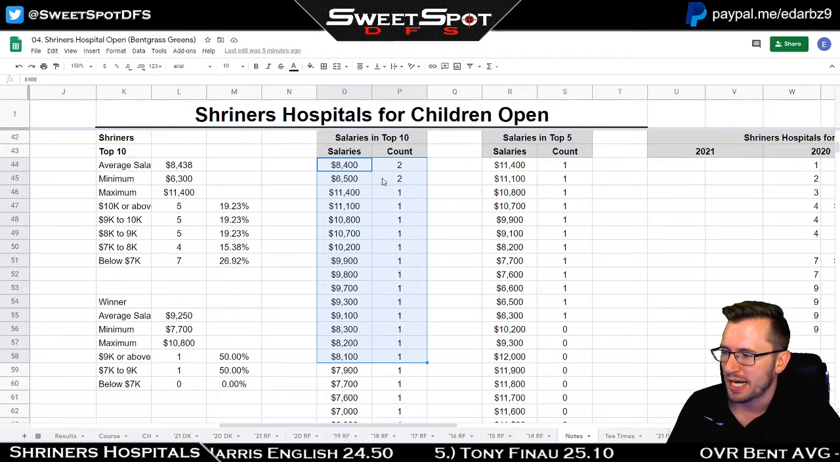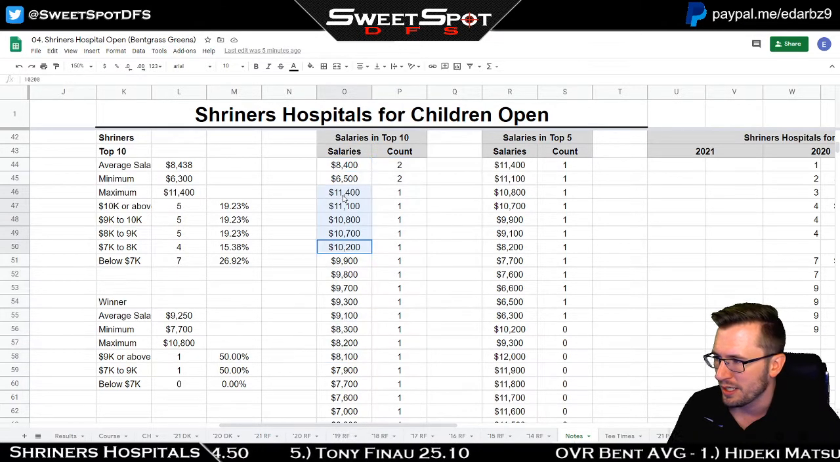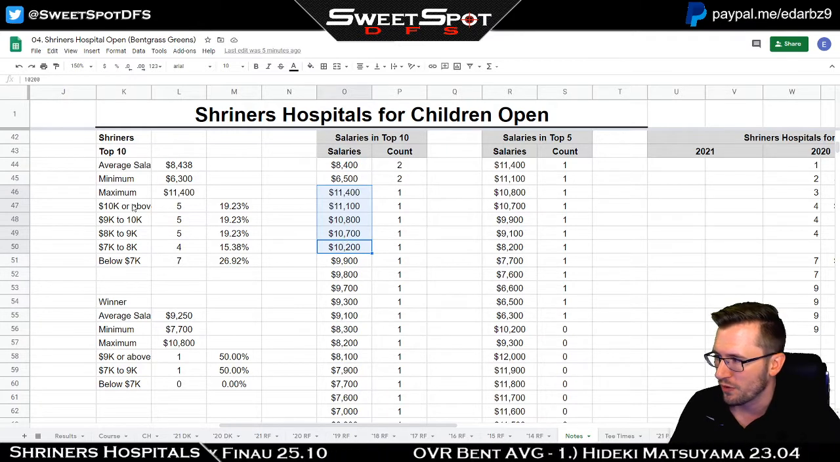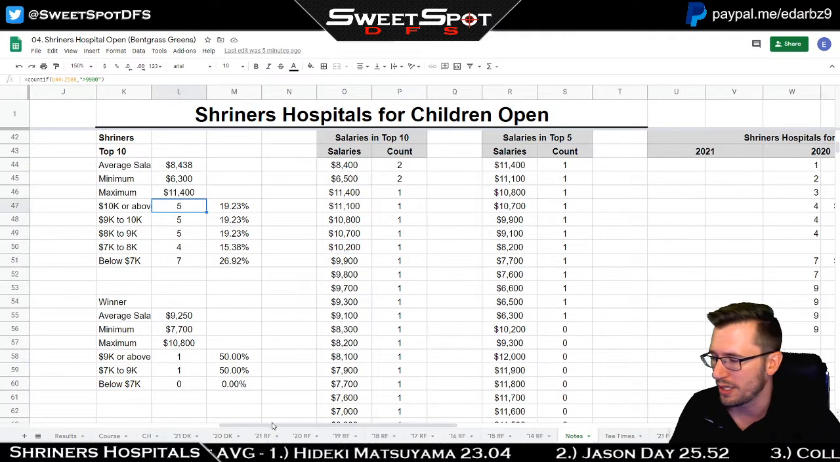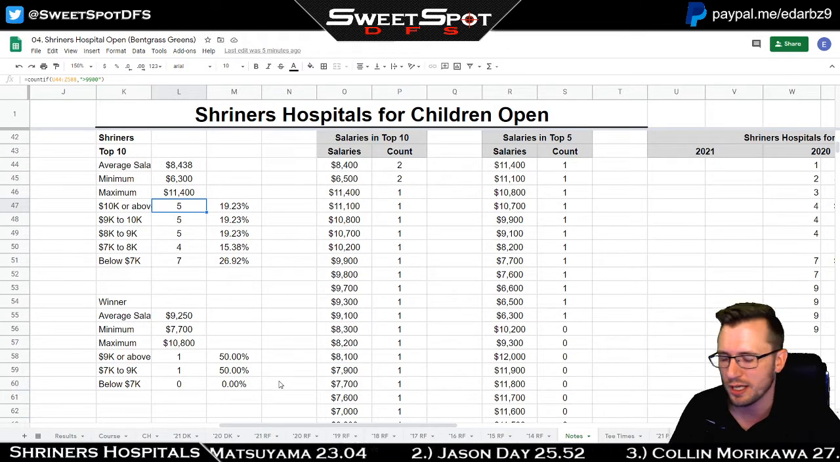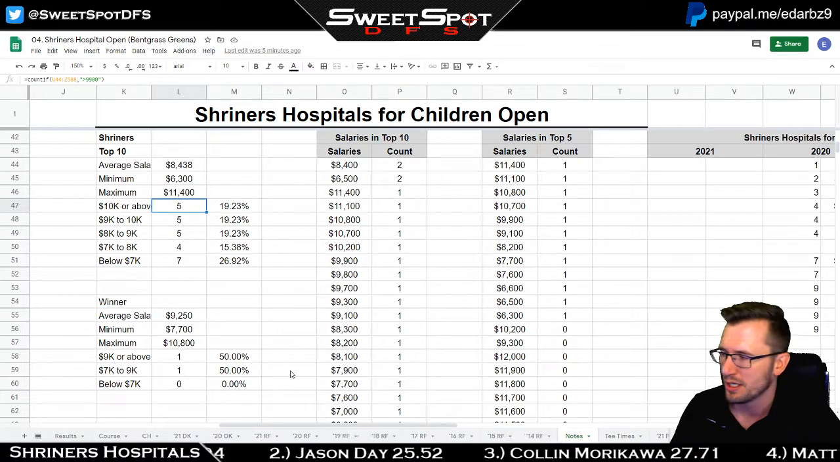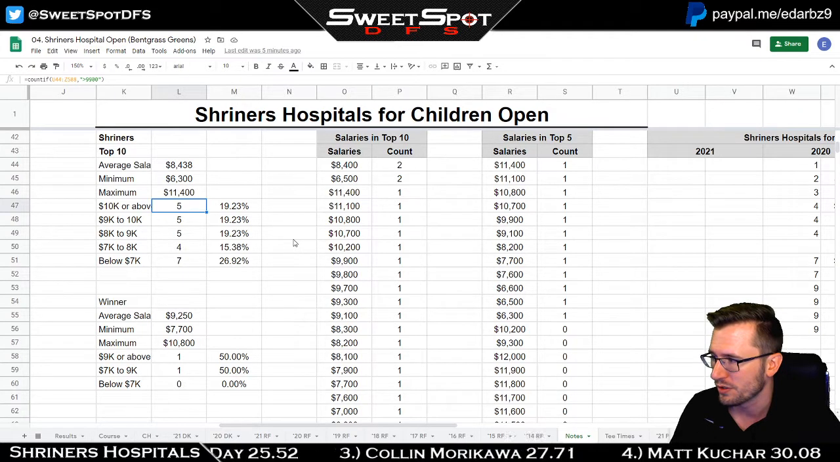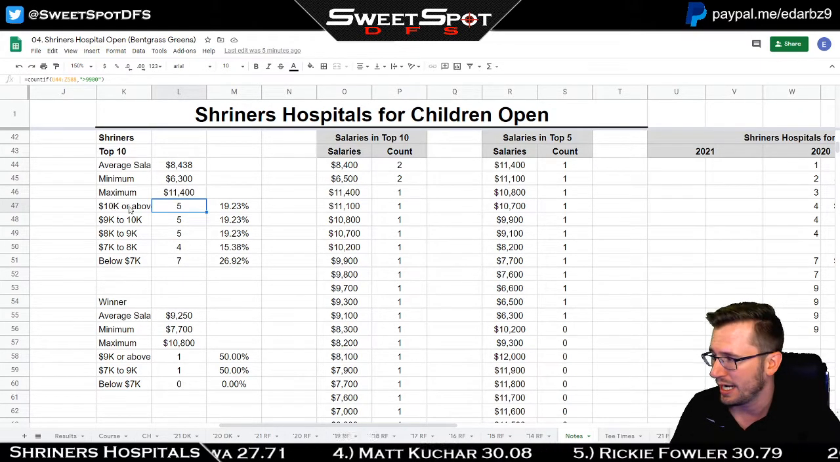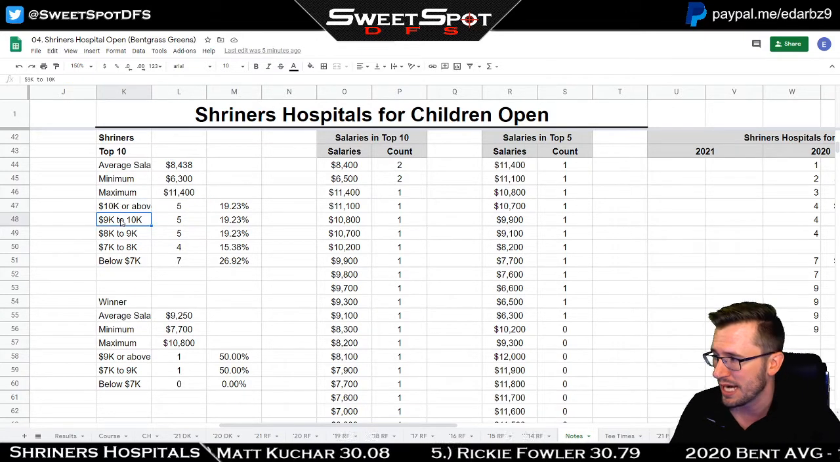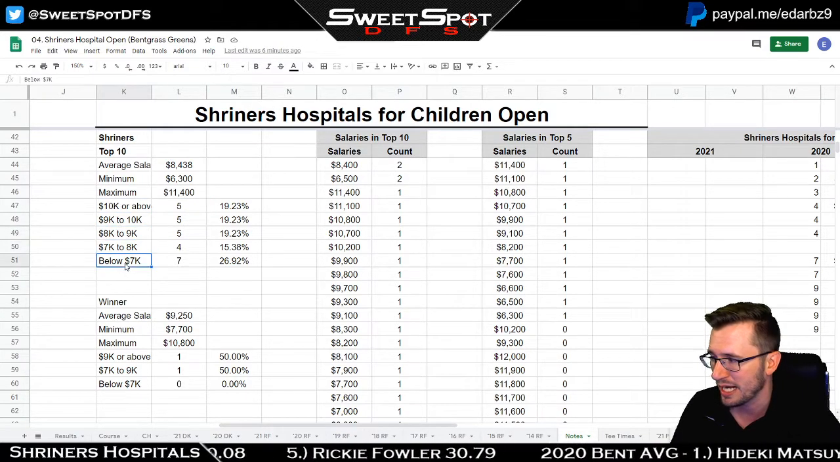Instead of counting all of these and seeing how many of them are within a range, I do that over here. So we go 10K and above. We have 5 golfers, and this is only the last 2 years. So it's not like a very good sample size. But we have 5 golfers who finished top 10 who had a salary of 10K and above. And it basically goes 10 and above, 9 to 10, 8 to 9, 7 to 8, and below 7.